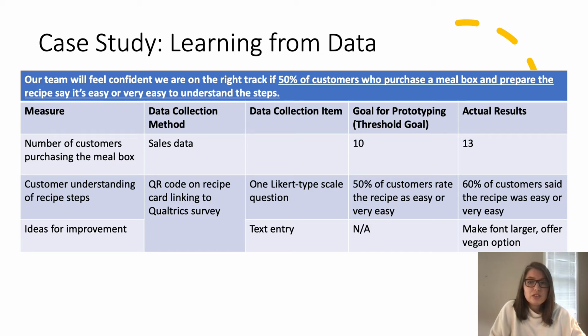We picked two measures to assess this goal: the number of customers who purchased the meal box and the number of customers who understood the recipe steps. We also included an open-ended question box for ideas for improvement. As you can see, we set the threshold goal for the experiment and each measure, as well as made a plan of how we were going to collect that data and get the feedback. At the end of the prototype, we met our minimum requirements for trying again, and we can integrate the ideas for improvement into our next cycle of prototyping.